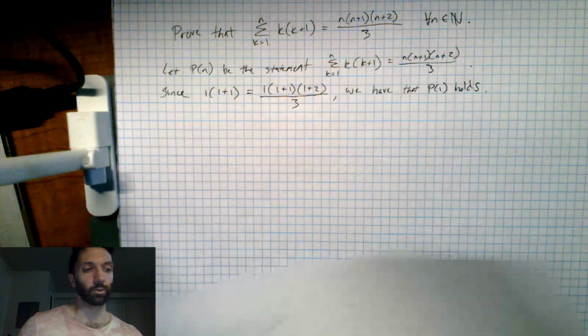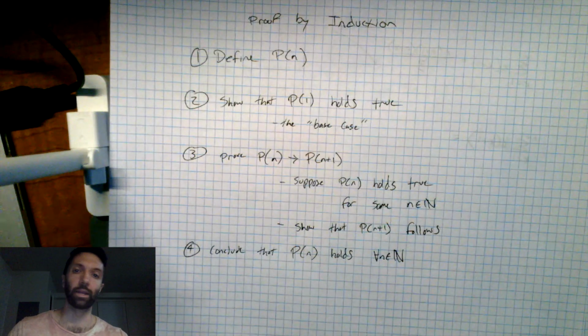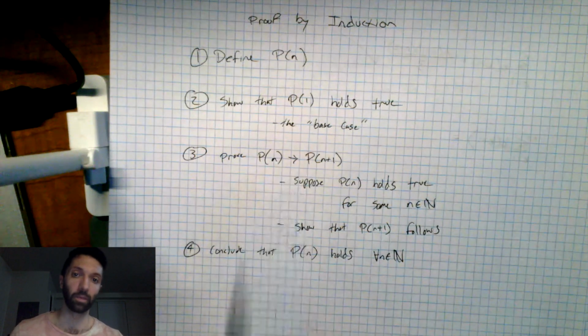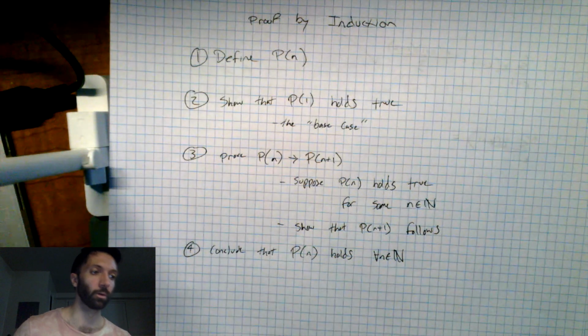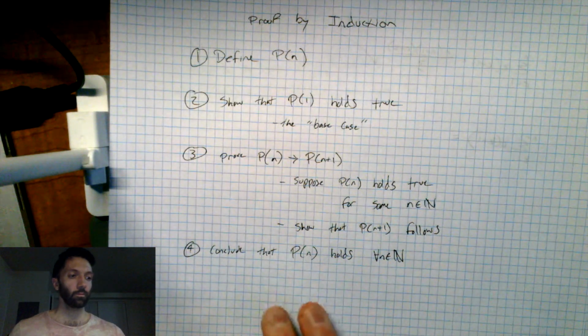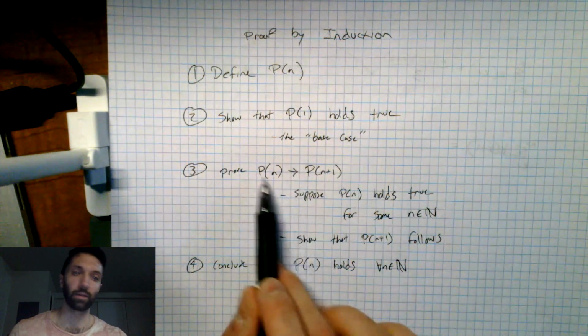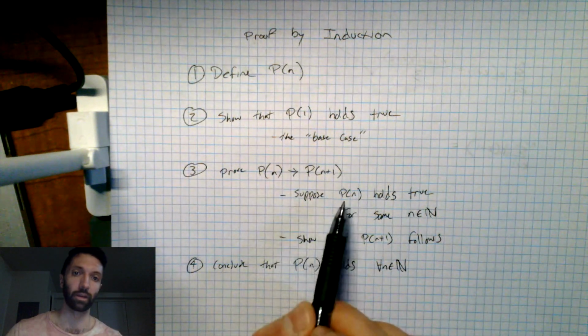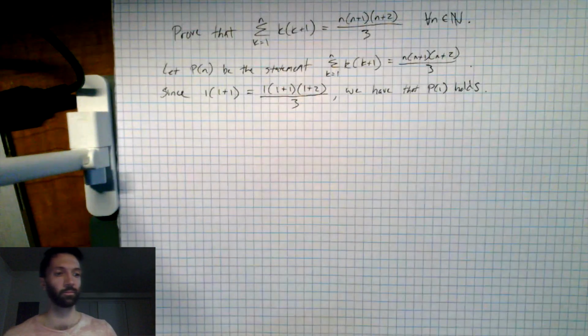All right. So now this is sort of the challenging part of the proof. We need to now prove that P of n being true leads to P of n plus 1 being true. And so, again, this is a conditional statement. So we get to suppose the hypothesis. We get to suppose that P of n holds for some n in the natural numbers. So we'll go ahead and do that.